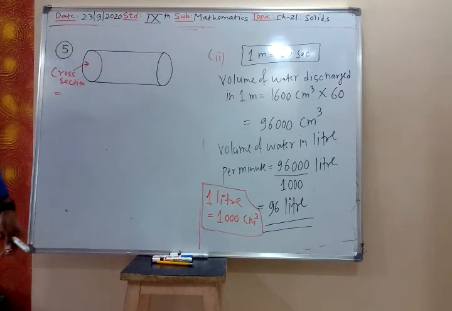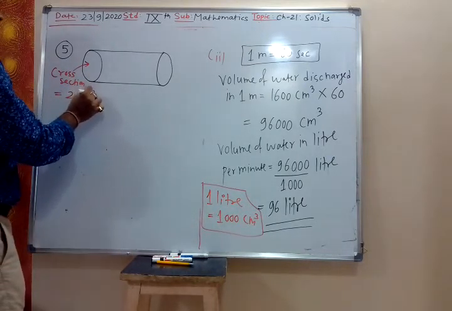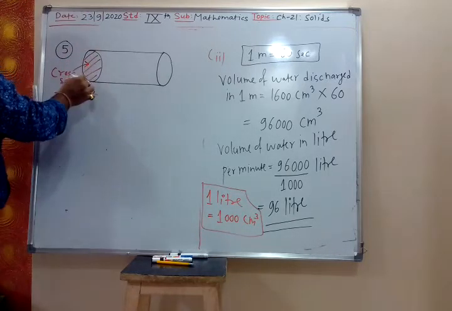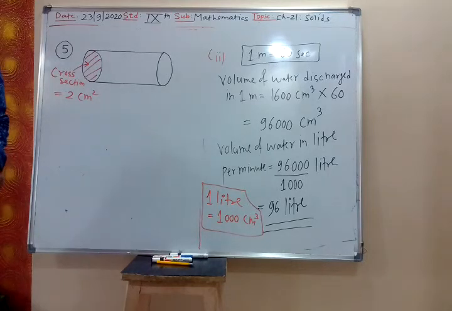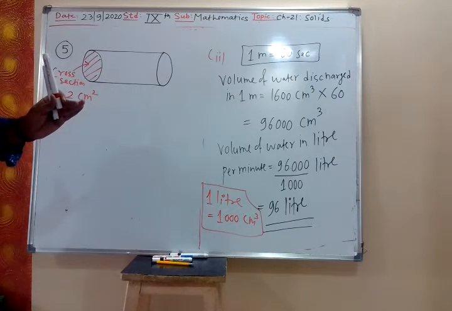That is 2 centimeter square. 2 centimeter square is the cross section area. Delivers 1500 liters of water in 5 minutes. So the volume of the water in 5 minutes is given. That is 1500 liter. The volume of the water in 5 minutes is given, 1500.